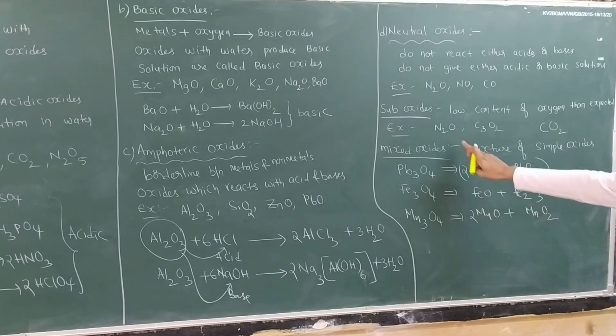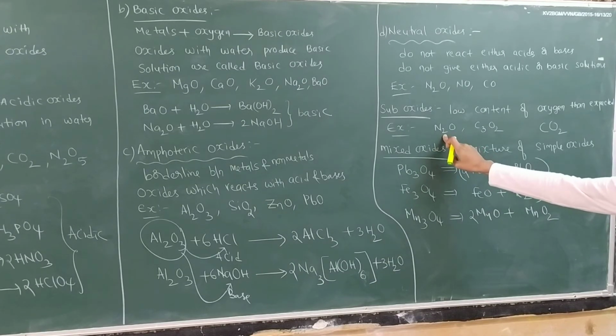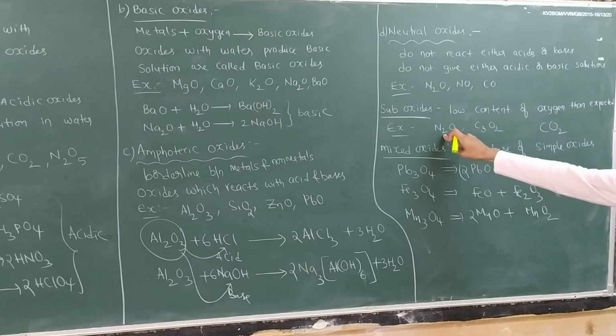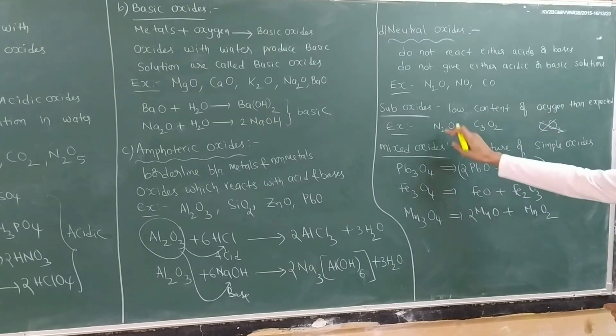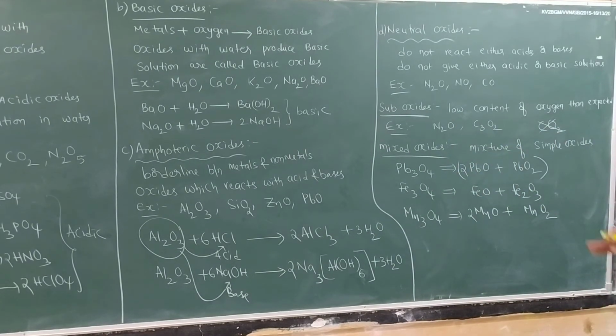Suboxides. You see N2O, isn't it? For 2 nitrogens only 1 oxygen is there. N2O5 will have 5 oxygens for 2 nitrogens, enough amount, but here in N2O only 1 oxygen. C3O2 comes under what actually here? Suboxides here. Finally, we will take mixed oxide.